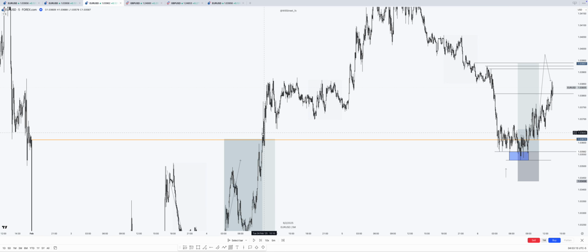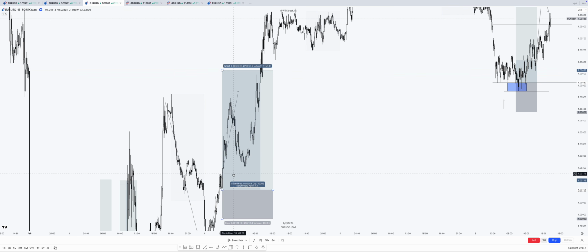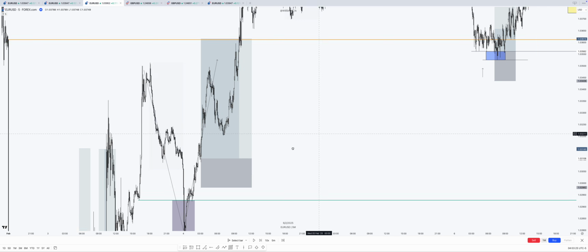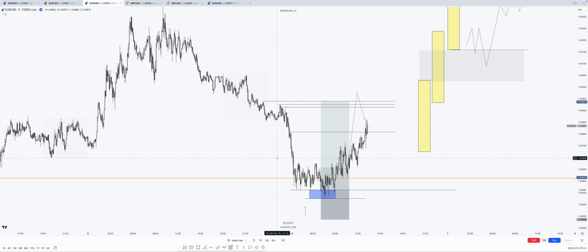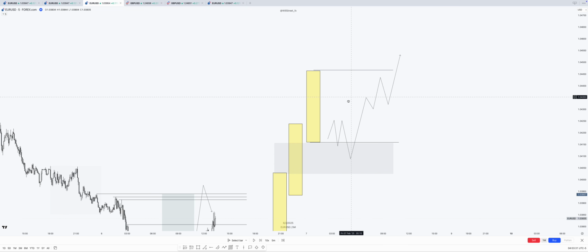You see a fair value gap here? Why are we respecting this one, but we are not going back to this one, or this one, or this one? No, the market doesn't care about the fair value gaps. It only cares about the lows and the highs of the candles.